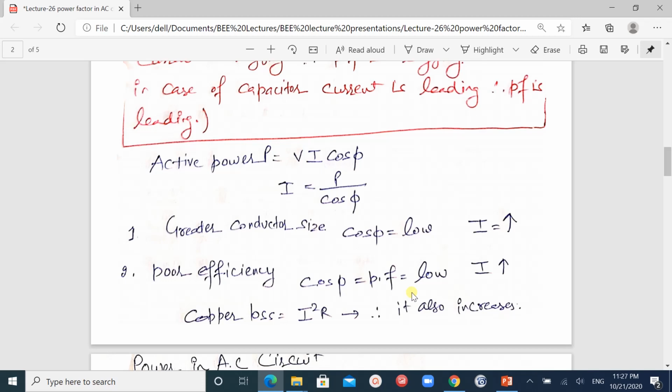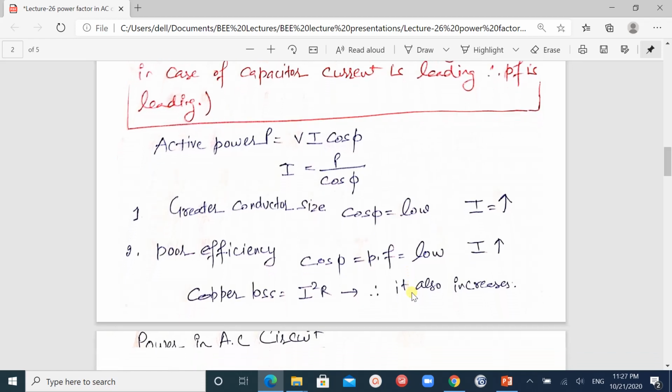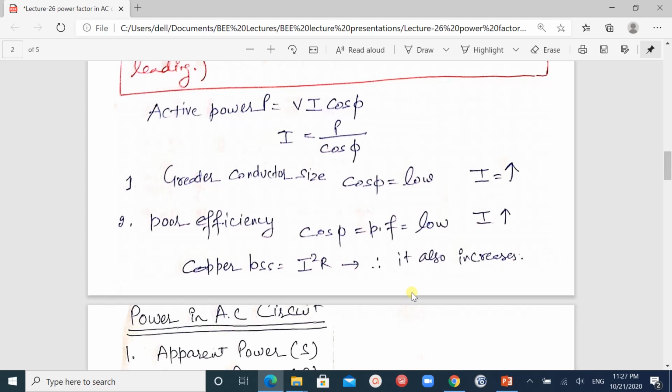Greater conductor size, cos phi is low, means current is high. Poor efficiency, cos phi, which is the power factor, is low. So copper losses equal I square R, which also increases. This shows that if we have a good conductor, conductor value is high, then the cos phi power factor is low. If we have poor efficiency, in that case also the power factor is low.